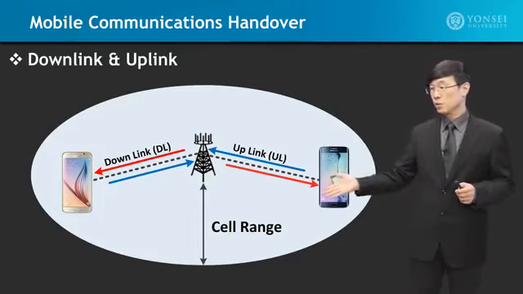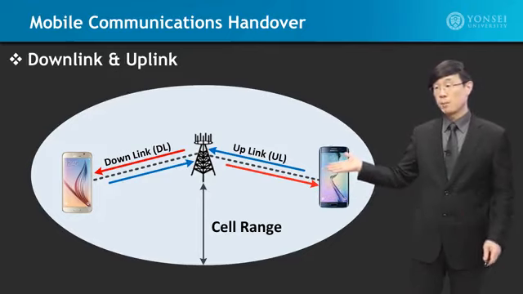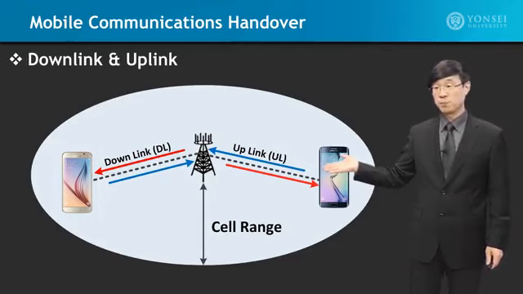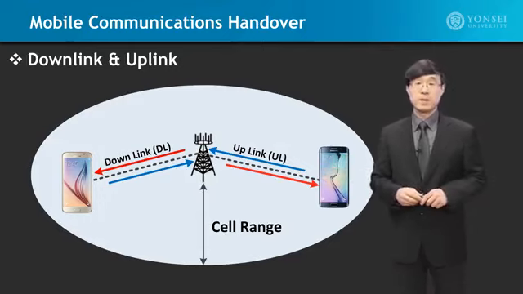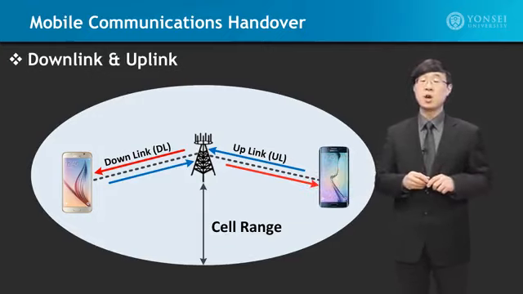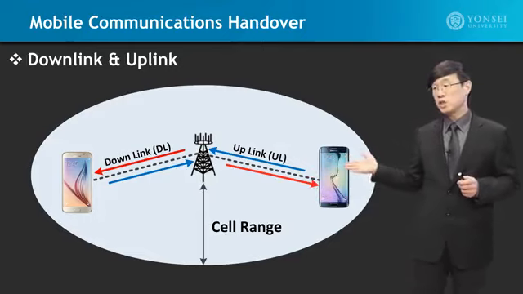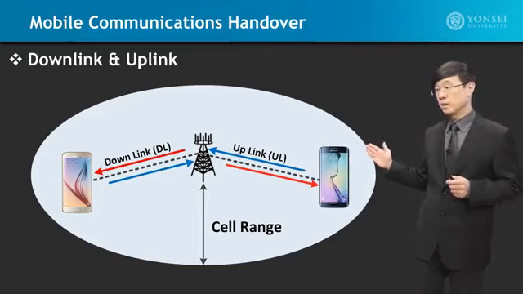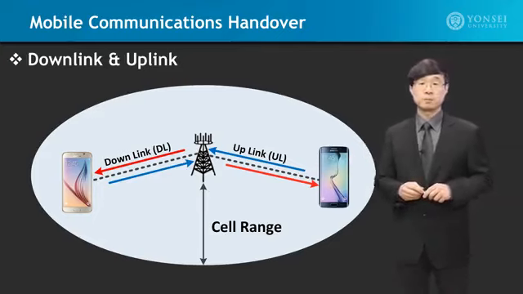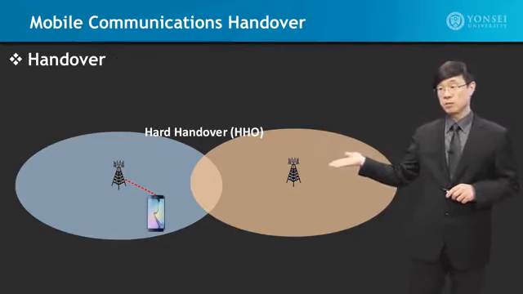In addition, there's the cell range. And this is the range of a signal that you can establish a sufficient uplink and downlink connection from a mobile device to the base station based upon signal strength. So therefore, the cell range is also a very critical component that determines handover, when handover is needed. This is because when you reach the edge near the endpoint of the cell range, then that is when you need handover.